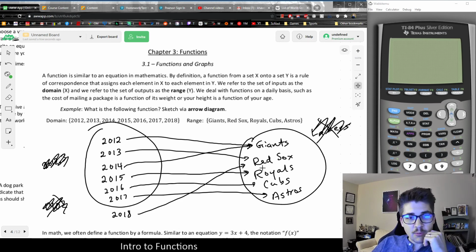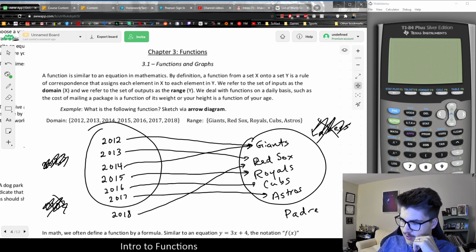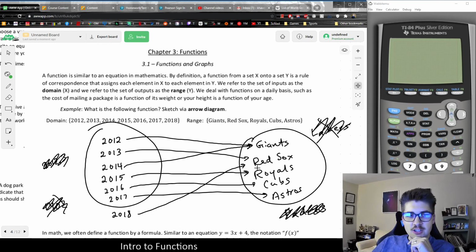Or one other thing that will never be in the range of this particular function would be the Padres. And this is a San Diego joke because I'm a San Diegan and the Padres are always nice and embarrassing. And this was a really, really elaborate setup for that joke. But anyways, I think you get the idea about domain and range.